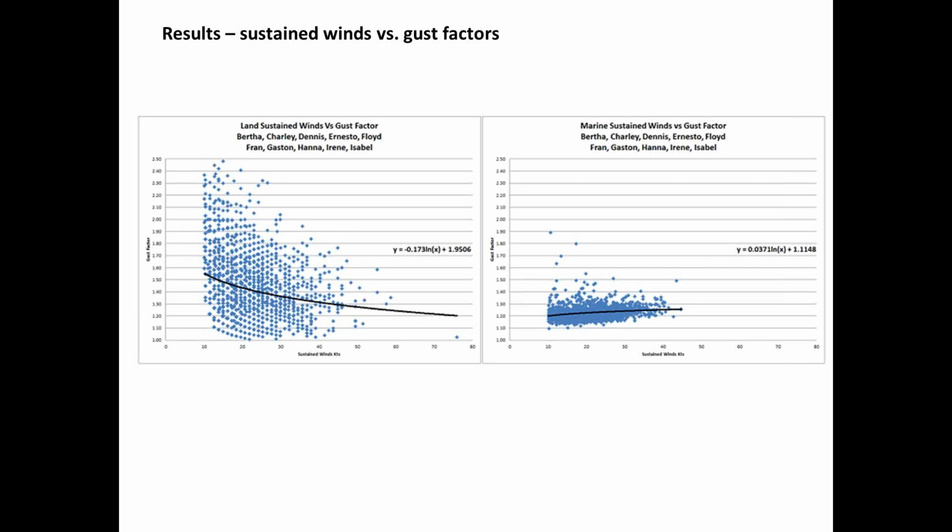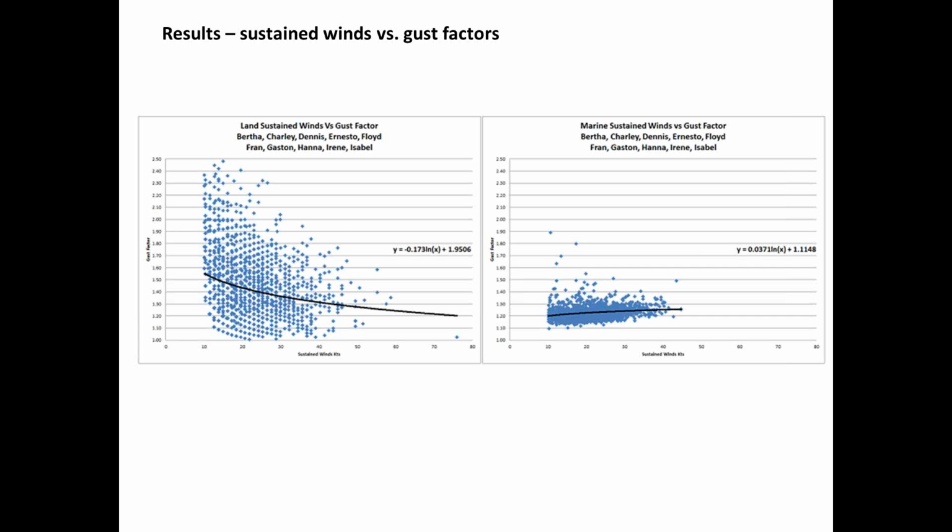And you'll notice for the land locations there's a tremendous variability, but that variability is larger at lower sustained wind speeds and tends to reduce as the sustained winds increase. And there's a general best fit curve there, which is shown and generally shows a decreasing gust factor as winds increase in speed, and that's somewhat intuitive for most of us.